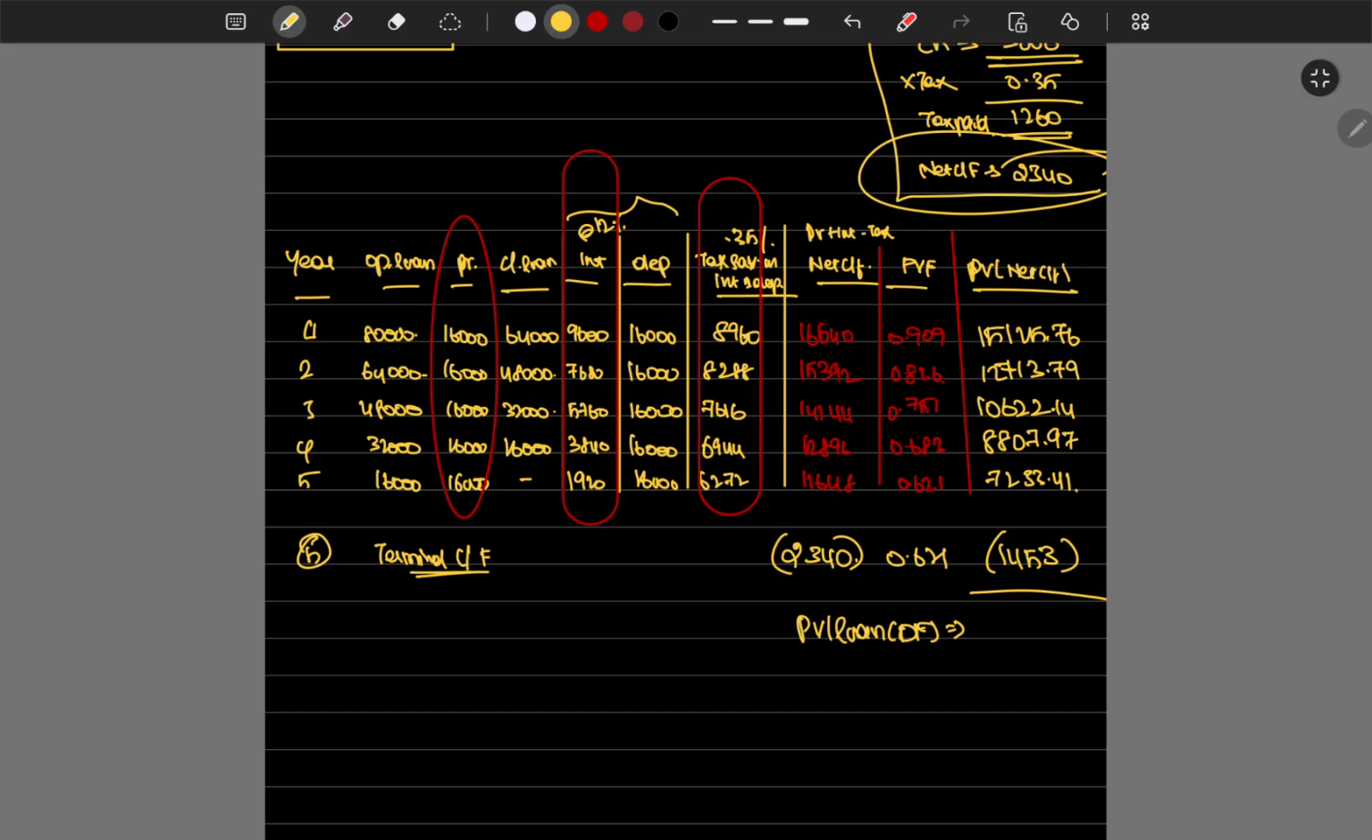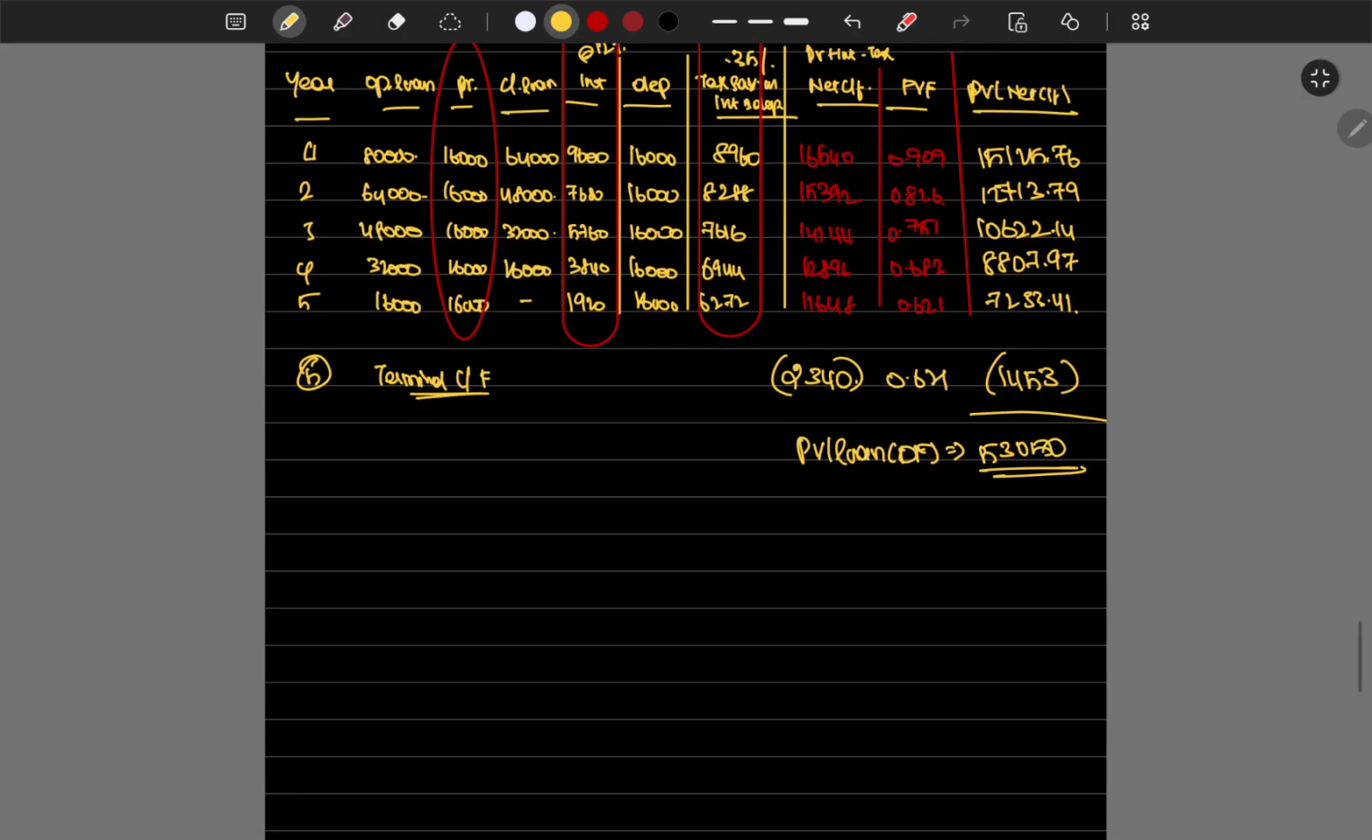15,125.76 plus 12,713.79 plus 10,622.14 plus 8,607.97 plus 7,233.41 minus 1,453, which is 53,050. Yes, we have got the present value of the loan now.